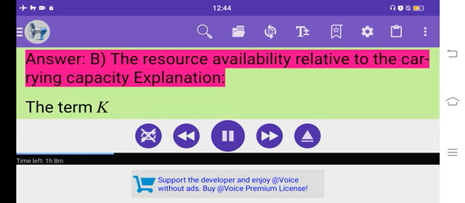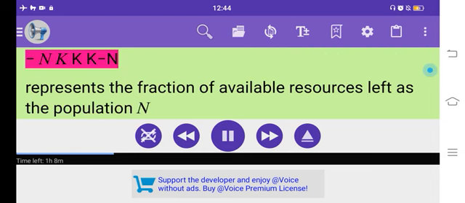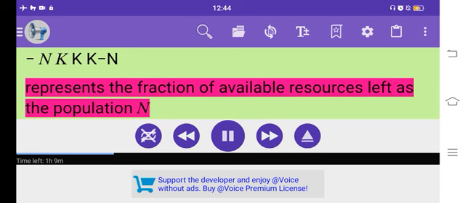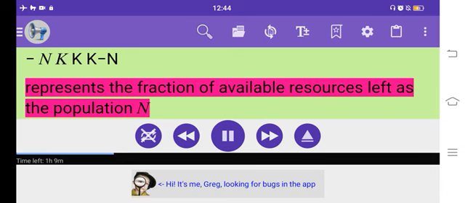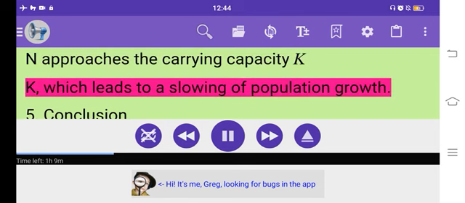Answer: B. The resource availability relative to the carrying capacity. Explanation: the term (K minus N)/K represents the fraction of available resources left as the population N approaches the carrying capacity K, which leads to a slowing of population growth.